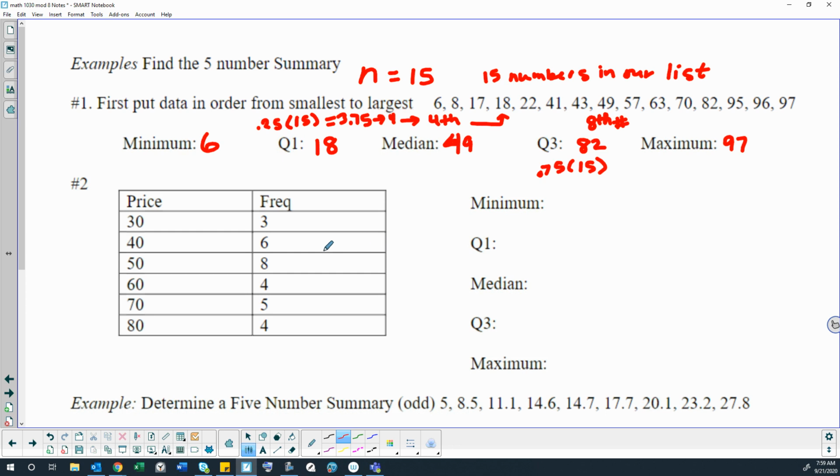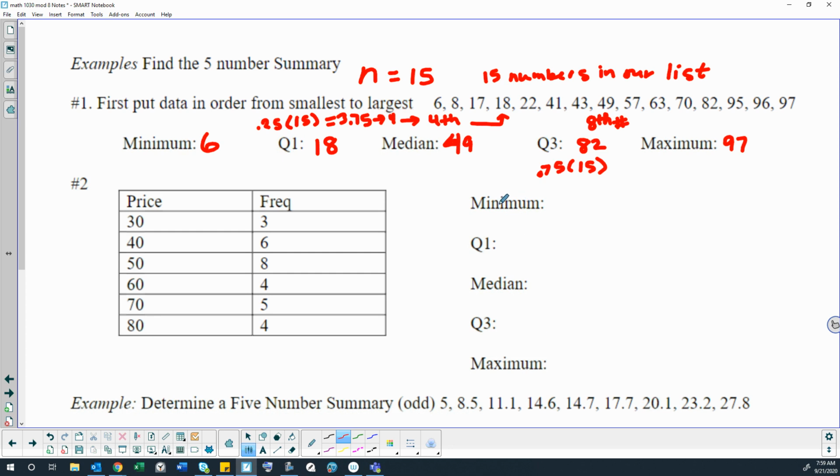How do we feel about that problem? Okay. I see a thumbs up. Thank you. Any questions about how we went through and did that? Okay. Now, this one's a frequency table, so the numbers aren't listed in order for us. We just happen to know that there's 3 30s, and then there's 6 40s, and there's 8 50s, and there's 4 60s, and there's 5 70s, and 4 80s, right?